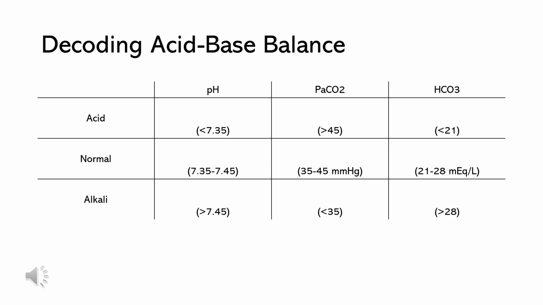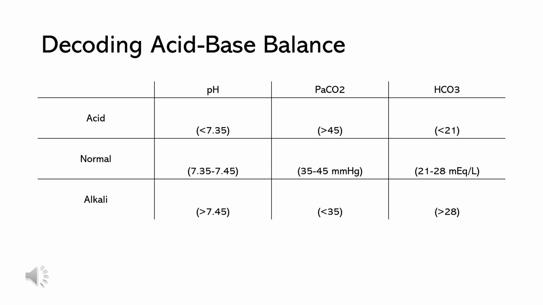Now let's start placing ABG values in the grid. Place the actual pH, PaCO2, and HCO3 values in the appropriate squares. For example, a pH of 7.25 would go in the acid row under the pH column. Compare these values to the normal reference ranges: pH 7.35 to 7.45, PaCO2 35 to 45 millimeters mercury, and HCO3 21 to 28 milliequivalents per liter.